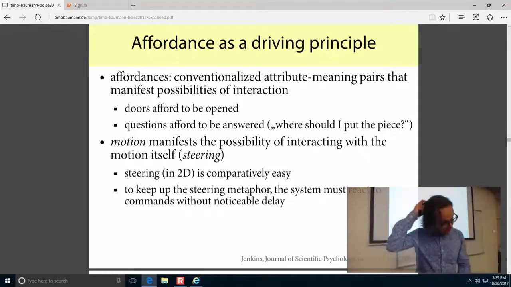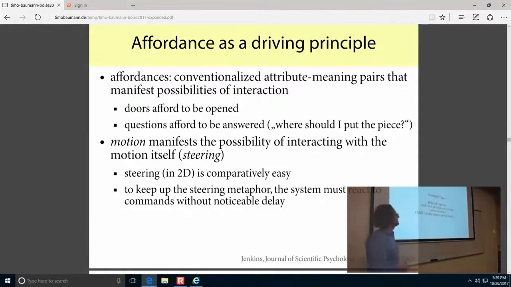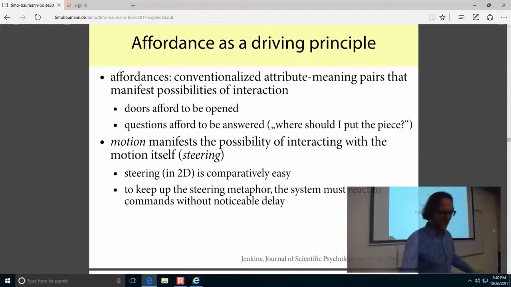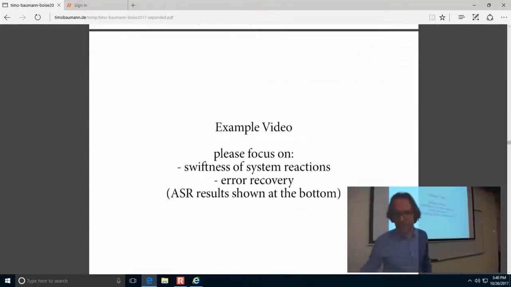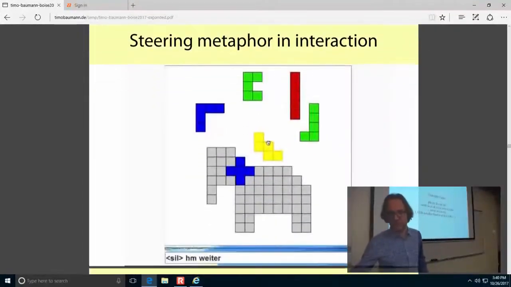So I'll show you a video of one of these interactions. Please focus on, A, how swift the system reacts, and to some extent try to look at the error recovery. You will see ASR results. They will be in German. I will be speaking German in that video. Don't worry about it. And also something weird may happen with this video, and it will not be online, but I can put the link somewhere.